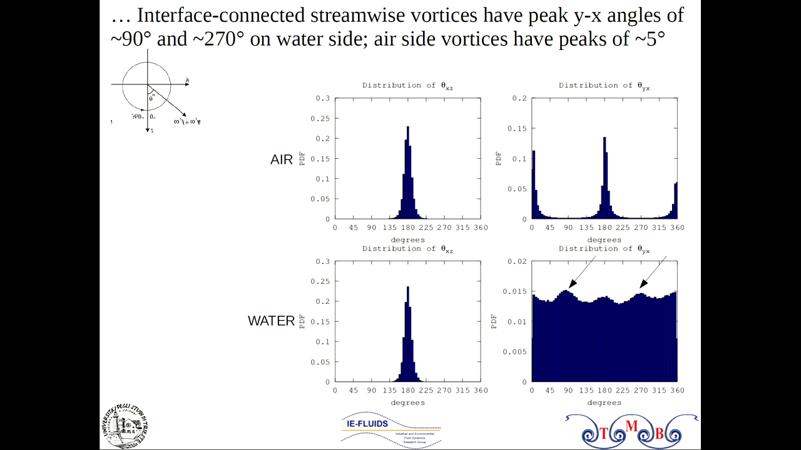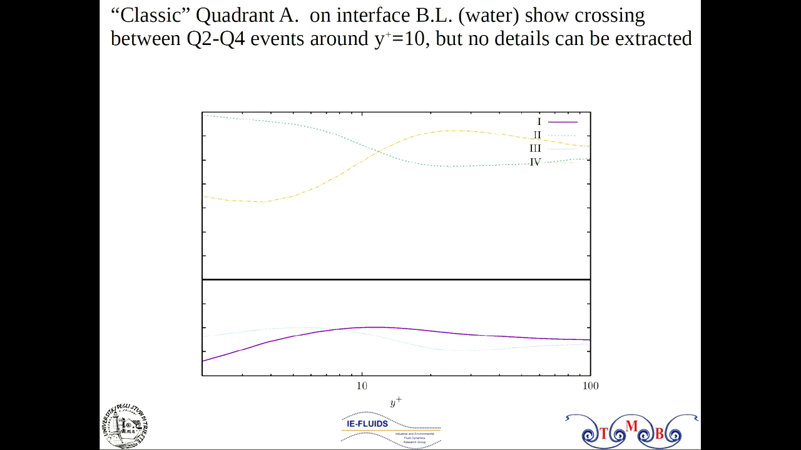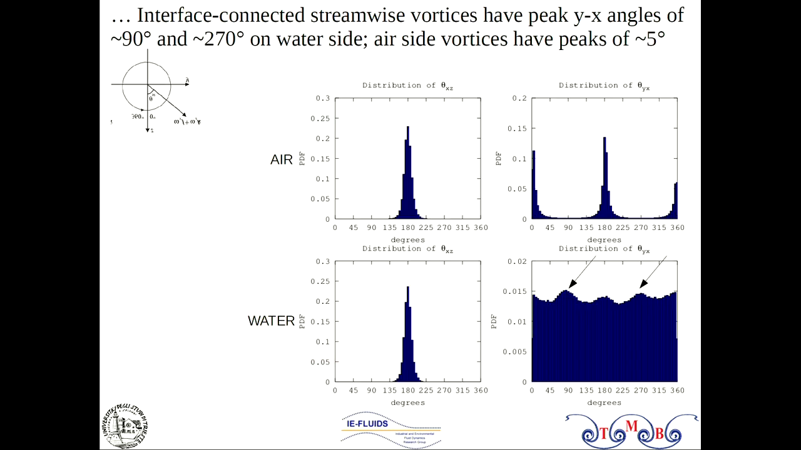If you do a vortex analysis of the fluctuations a la Antonia and Moin, you find the following description for the air side and the water side. For the air side, you find that the horizontal angle of the vortices is pretty much straight, around zero. It's pretty much expected. You don't expect the wind or the pressure gradient driving these structures to deviate much.